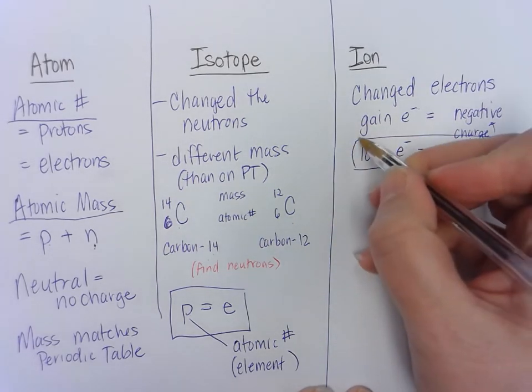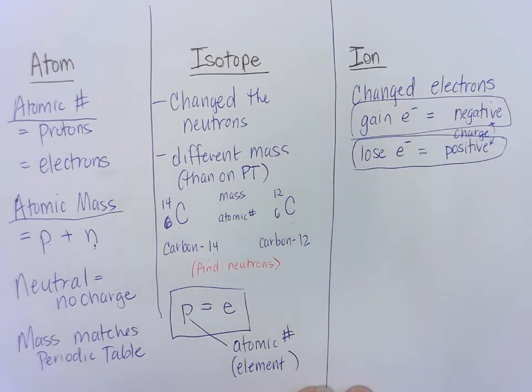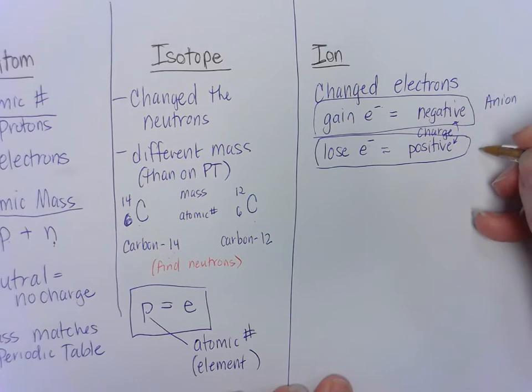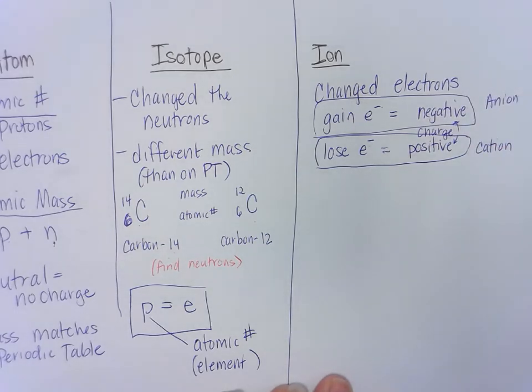And they have other names for these particular particles as well. So if you have a negative overall charge, you are called an anion. And if you have a positive overall charge, you are called a cation. There's some ways to remember the two differences. I'll let you check that out in a different video.